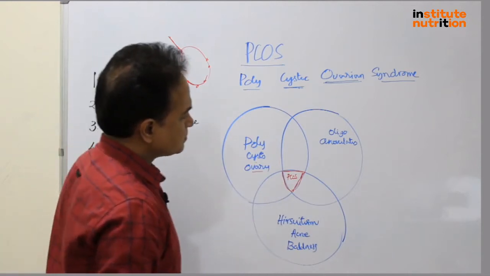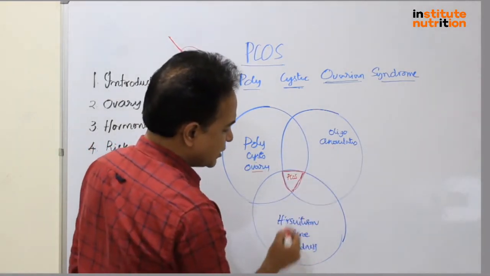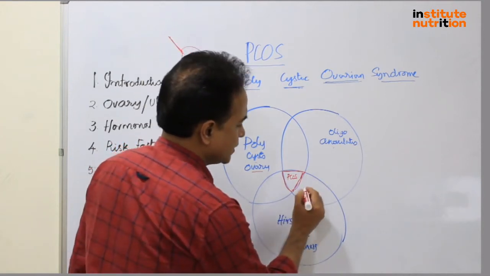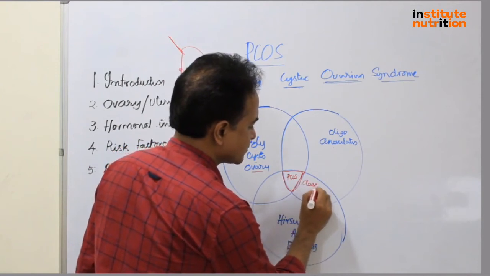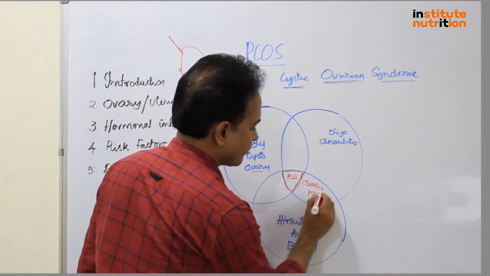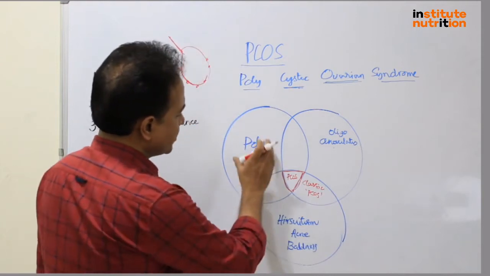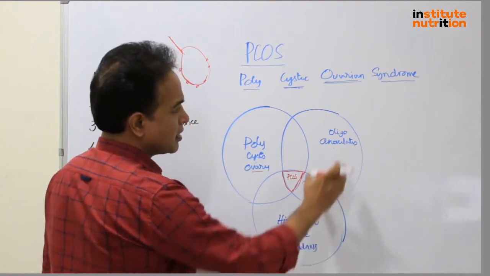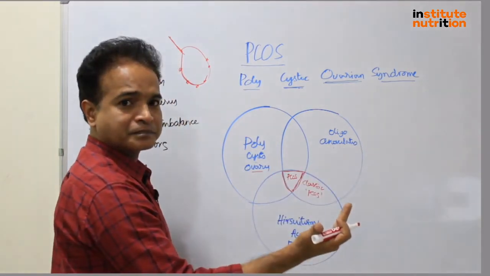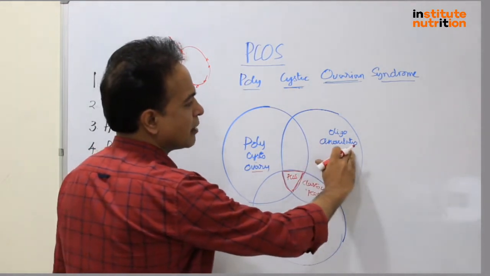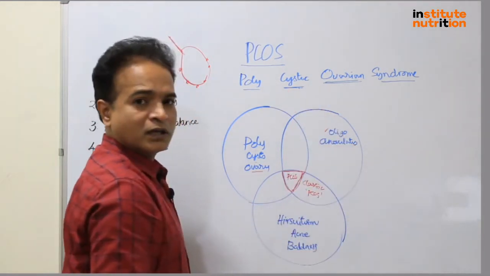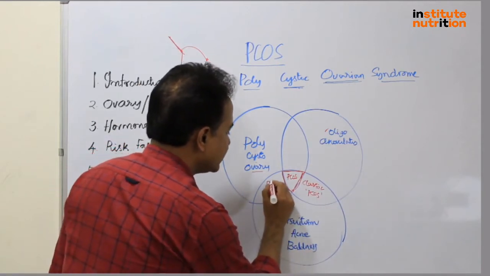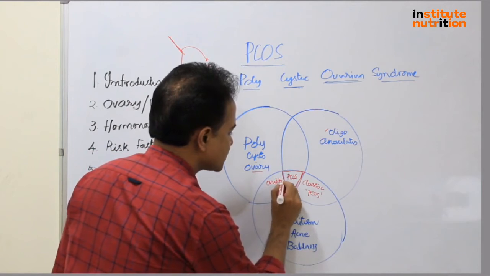And in some people only anovulation and hirsutism may be present, and this is called classic PCOS. Whereas in some people there are polycysts and hirsutism, acne and baldness, but ovulation is happening. It is not completely anovulatory, probably oligo-ovulation. So this is called ovulatory PCOS.